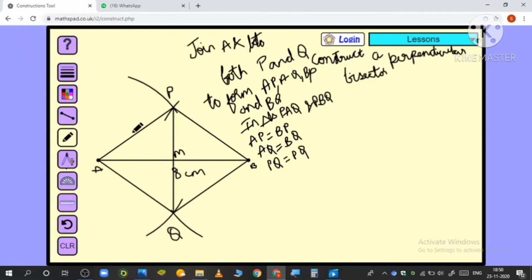Then PQ is equal to PQ. You can see PQ is equal to PQ. It is common to both the triangles. The side PQ is common to both the triangles. So the reasons given here for the two sides are arcs of equal radii.